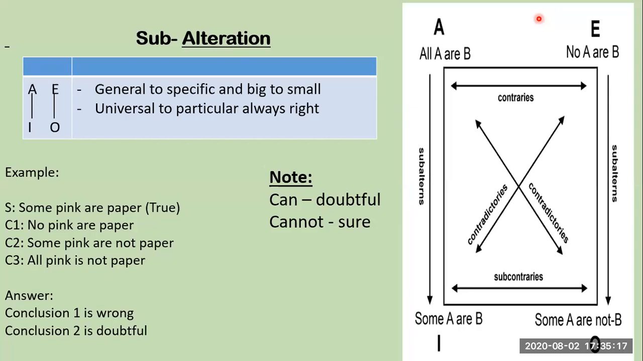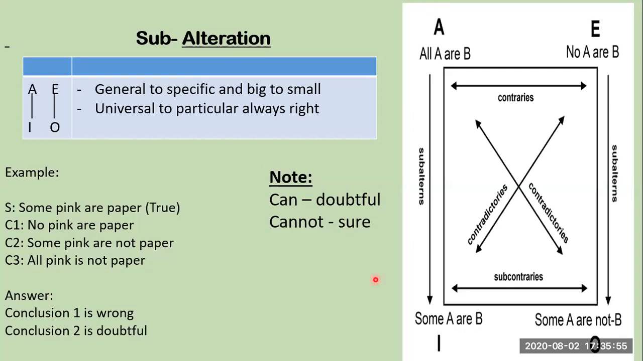So in sub-alteration, we'll apply the rule of deductive, that is general to specific. Whenever a statement is true for everyone, it should be true for some. If all students are bright, some students should be bright. But if a statement starts with some, it cannot be applied to everyone, so the answer should be false. When a statement starts with some and ends with A, your answer is wrong. Whenever a statement starts with A and ends with some, the answer is correct.